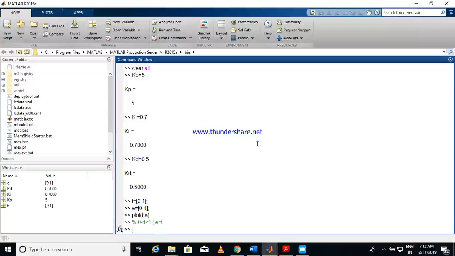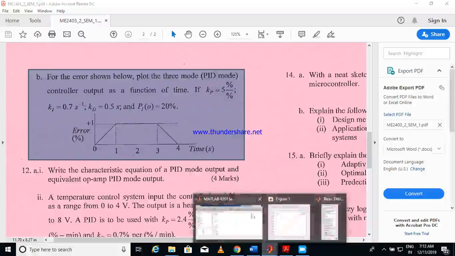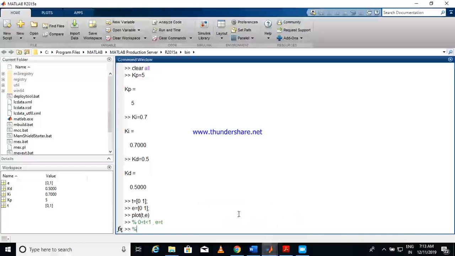Now for the second segment, 1 to 3, E is equal to 1; it is constant. So for 1 to 3, E is equal to 1.